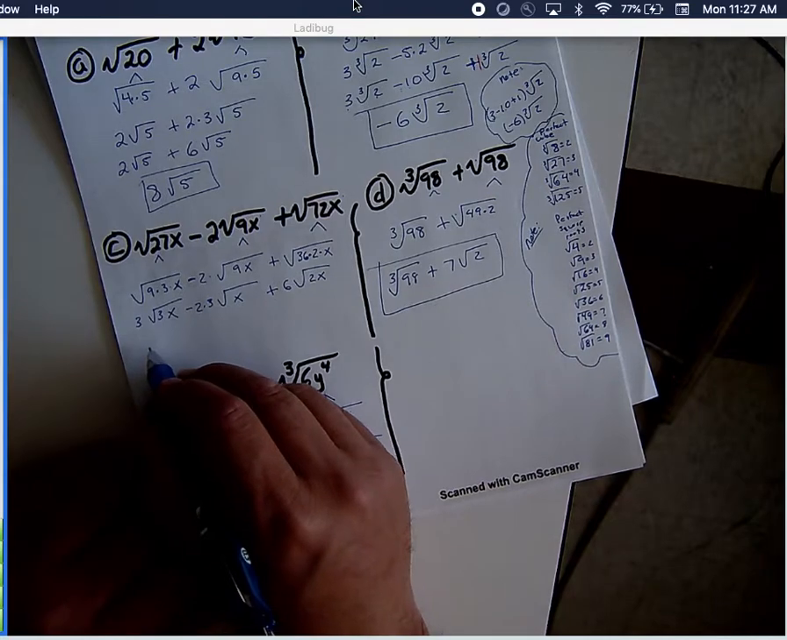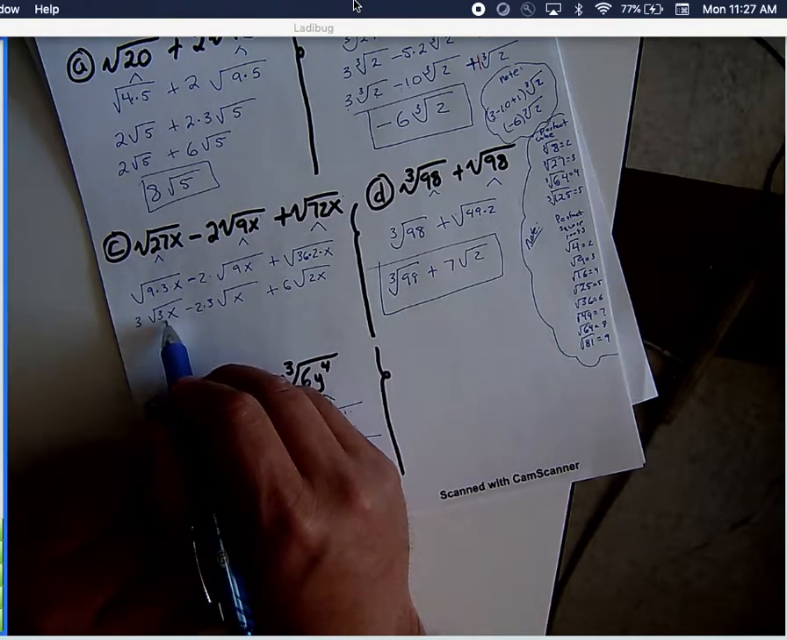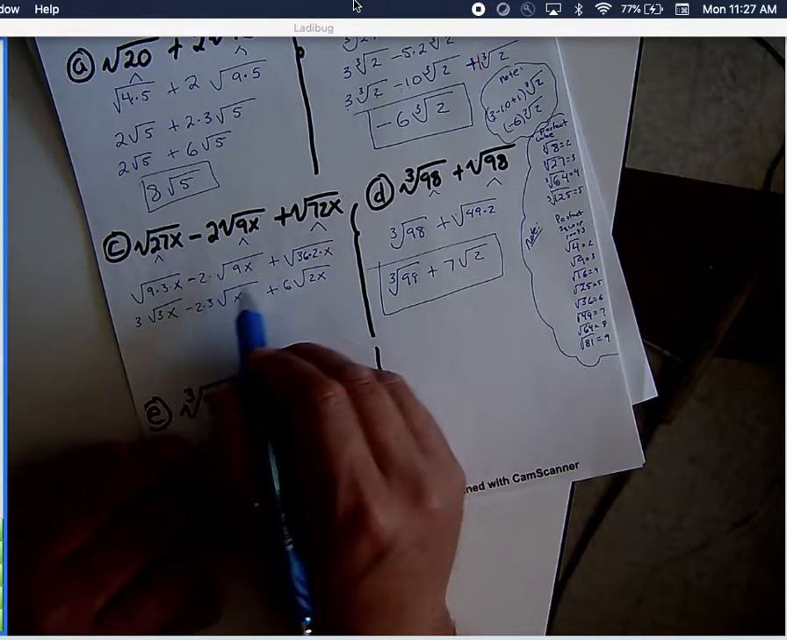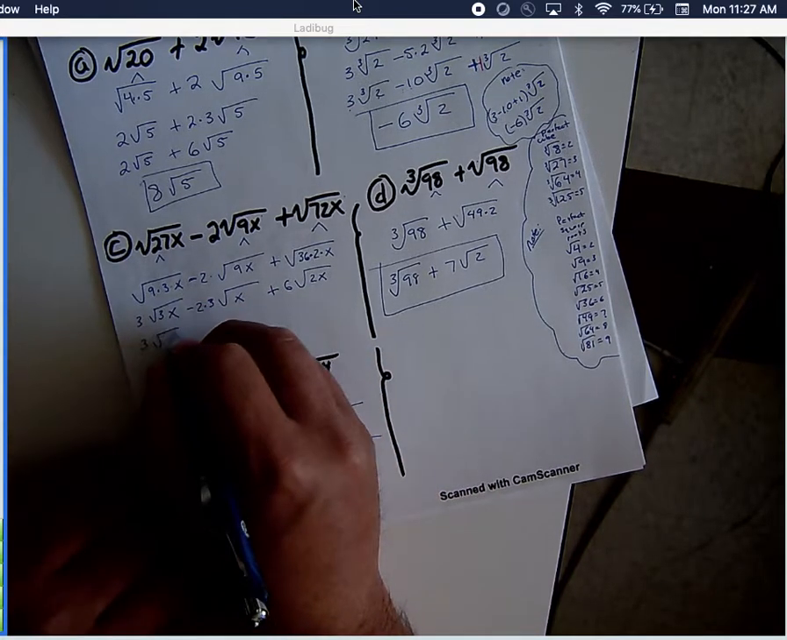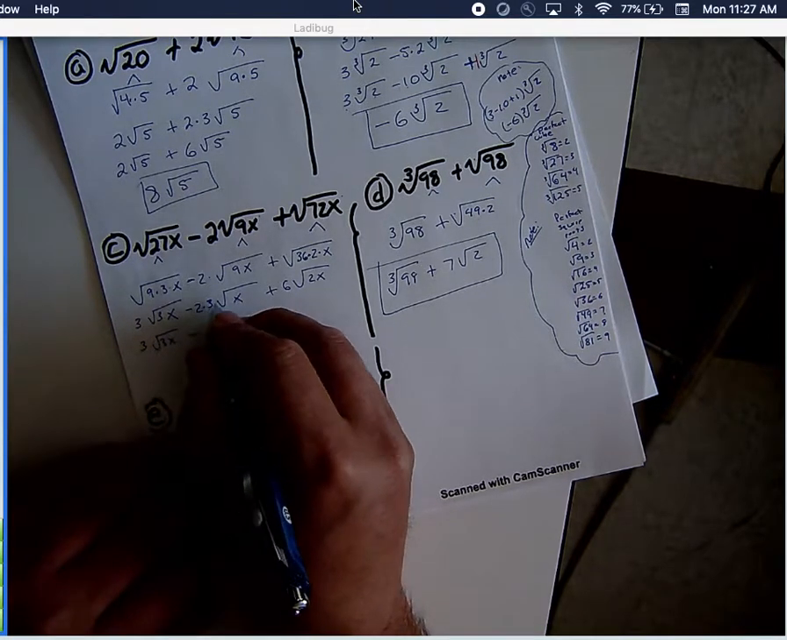So now let's see if we can subtract anything. To start with, they don't have the same radicand. They have the same index, but they don't have the same radicand. So what happens? They stay. I forgot to simplify this. 2 times 3 is 6.